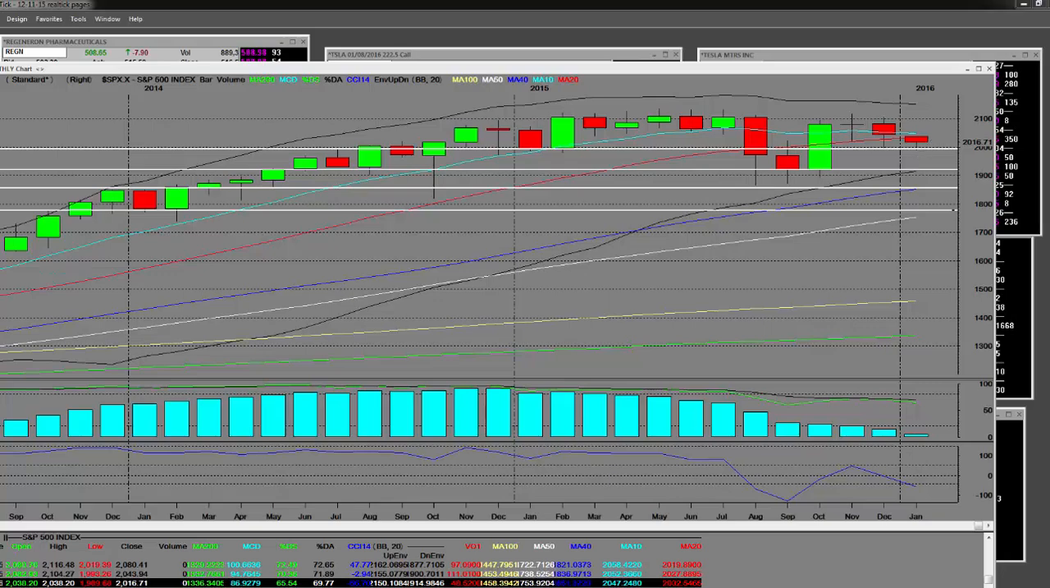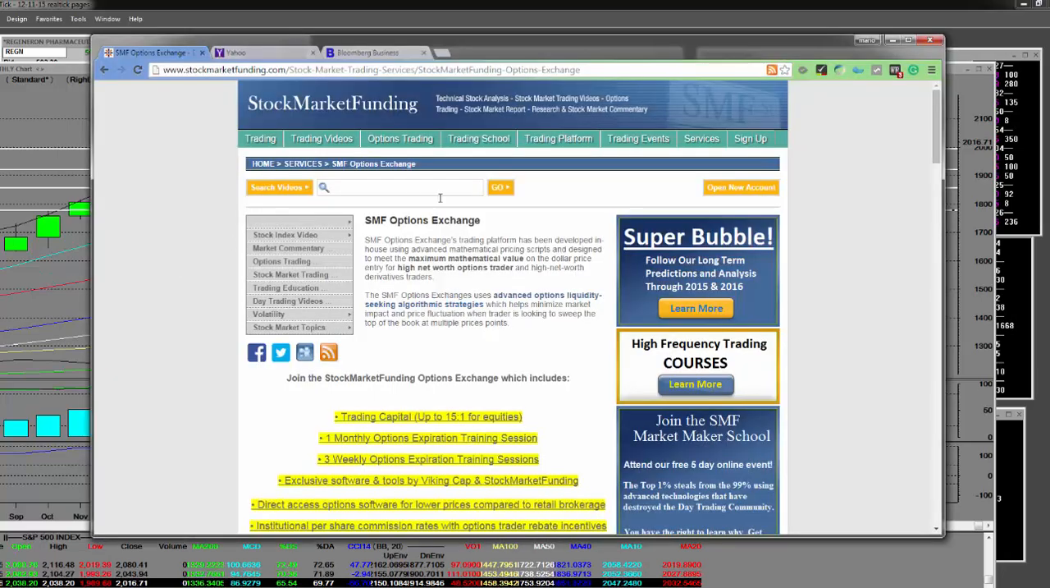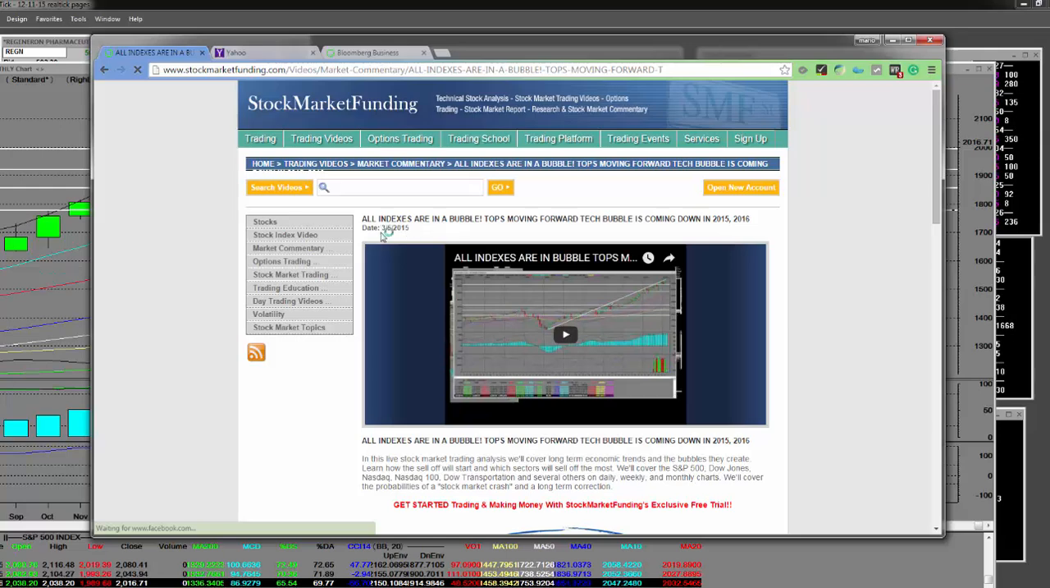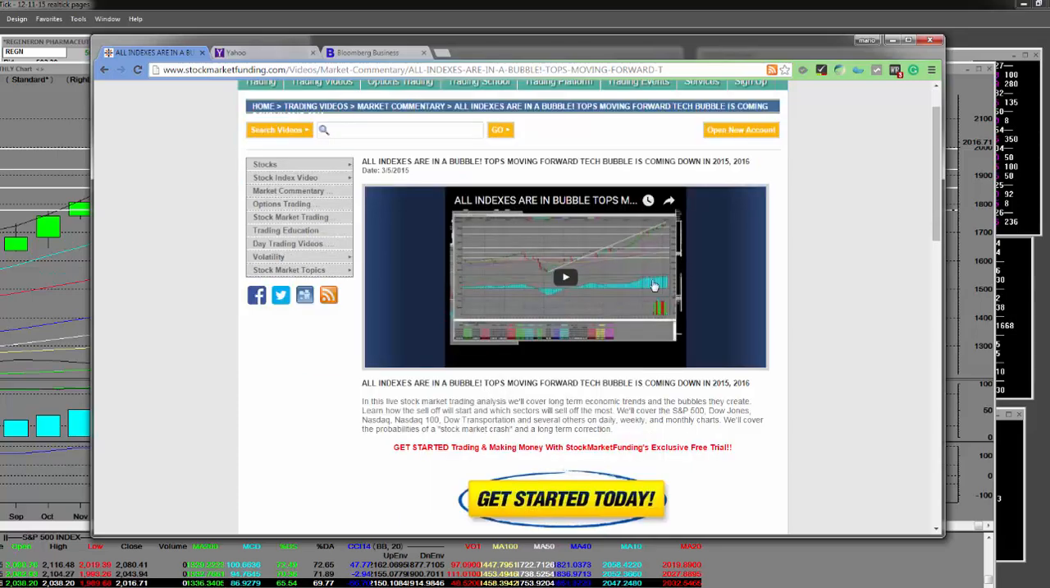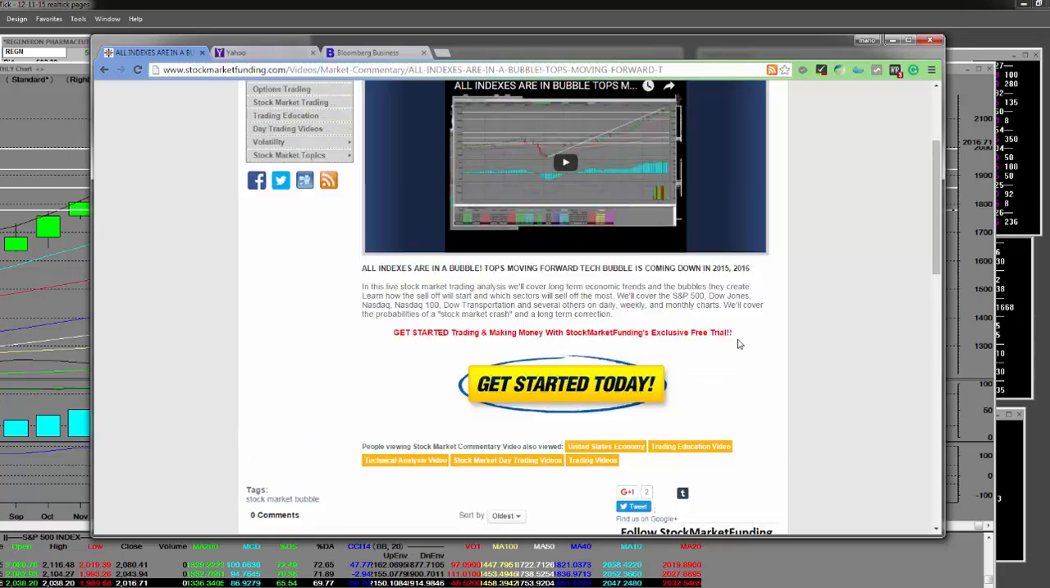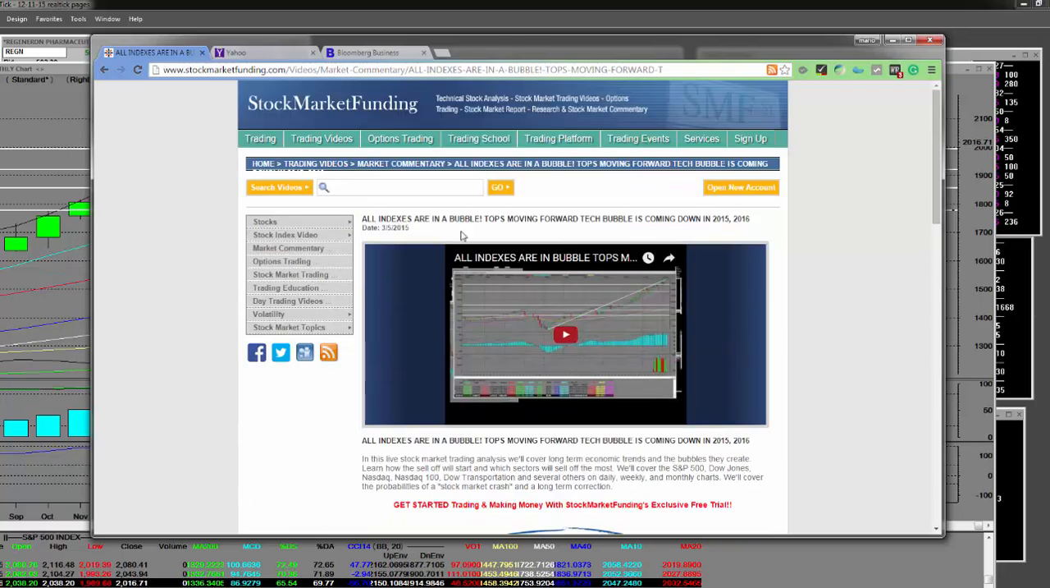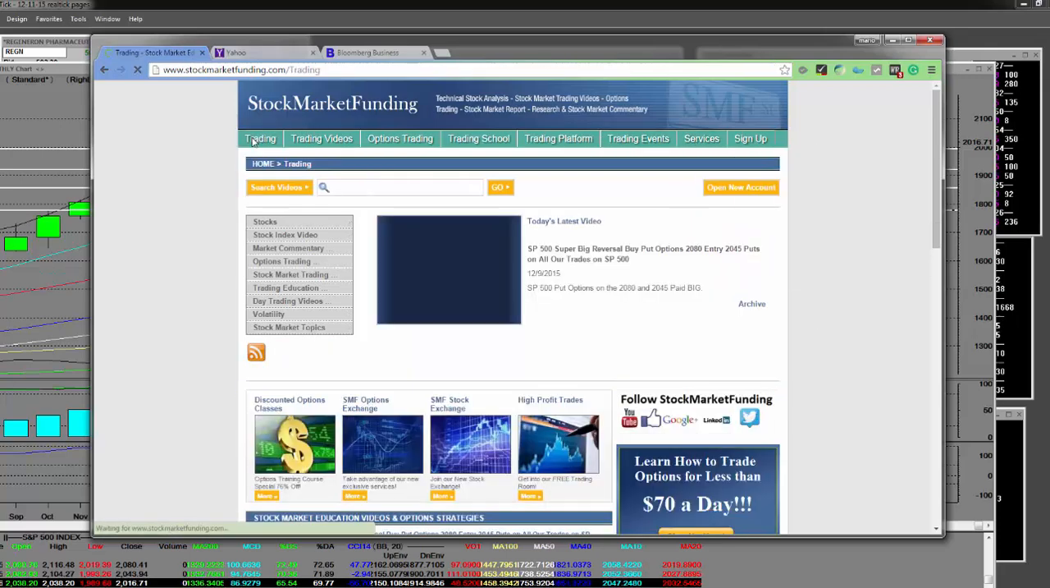But here's one thing that we do know: we're in a super bubble. You click on it right there and it will take you to the last update, 3/5 of 2015. In 2015 and 16, all indexes are in the super tops. Same thing this year, one year later. You can choose to pay attention or you can choose to be a victim. Whatever you want, it's yours.